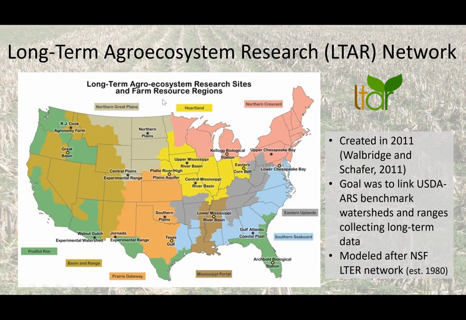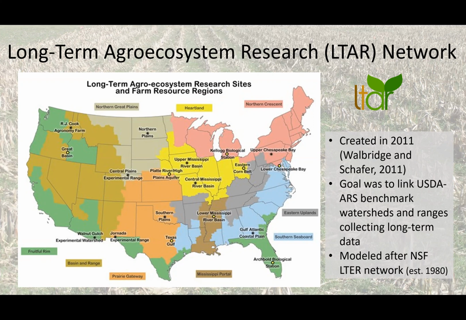So throughout the US, it was created in 2011 or thereabouts. Mark Walbridge and Steve Schaefer in 2011 published a paper on their thoughts about forming a network. This was in response to a lot of questions about what was going on at ARS benchmark watersheds around the country. There were 28 or 29 of these that were collecting long-term data. Some of them had been in operation for more than 100 years at that point.